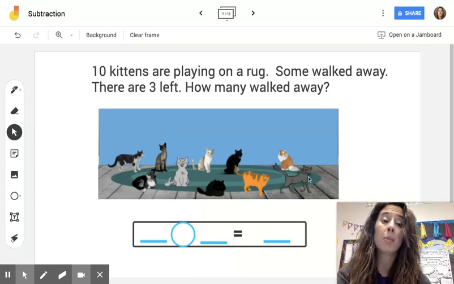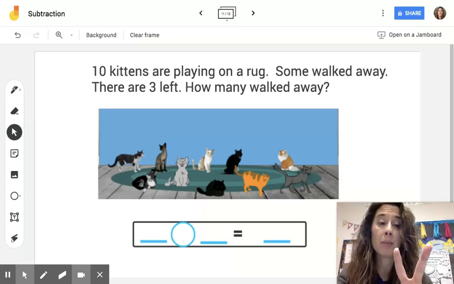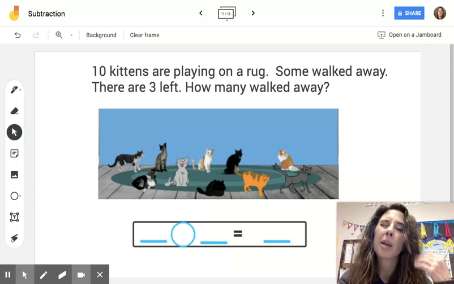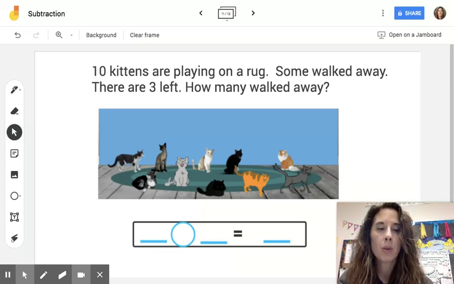First, we have to read the problem, and usually we read it two times because sometimes you miss some of the parts of the question the first time. So, let's read our first problem once, and then we'll think about it, and then we'll read it again.